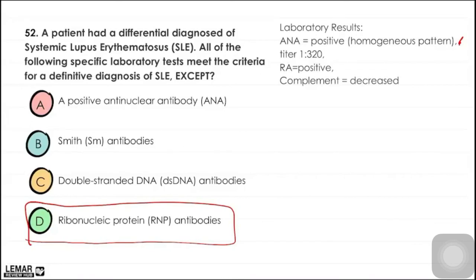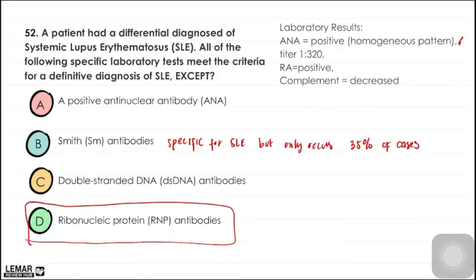Okay, so we have also extractable nuclear antibody, which is your Smith antibody. Remember, your Smith antibody is highly specific for SLE. It is a specific antibody for SLE, but only occurs in about 35% of cases.